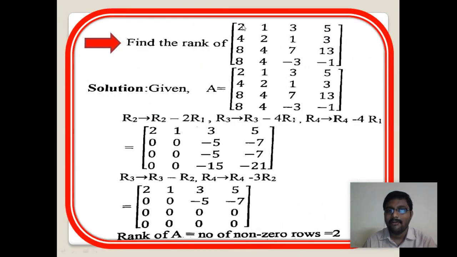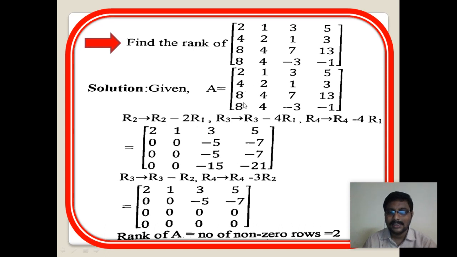Another example, find the rank of the matrix. A 4 by 4 matrix is given. We have to find out the rank here. Clearly the matrix does not have a 1 in any row, so the second condition is optional. That is, the first non-zero entry should be 1, but here we are not having 1. Just leave it. The second condition is optional.